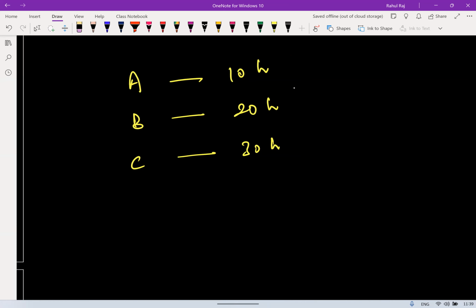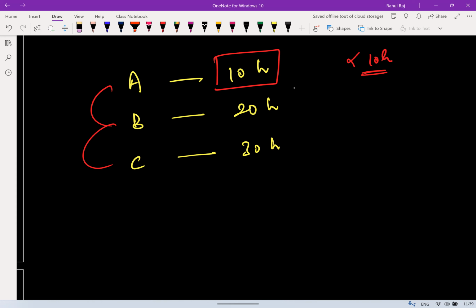Technically, when A can do a work in 10 hours alone, when it is combined with B and C, the entire work has to be completed in less than 10 hours. Yes or no? Logic says this, yes or no? A can do a piece of work in 10 hours, B can do it in 20 hours, C can do it in 30 hours. And I'm asking you, if you combine A, B and C, how much time will it take them to complete the same work?